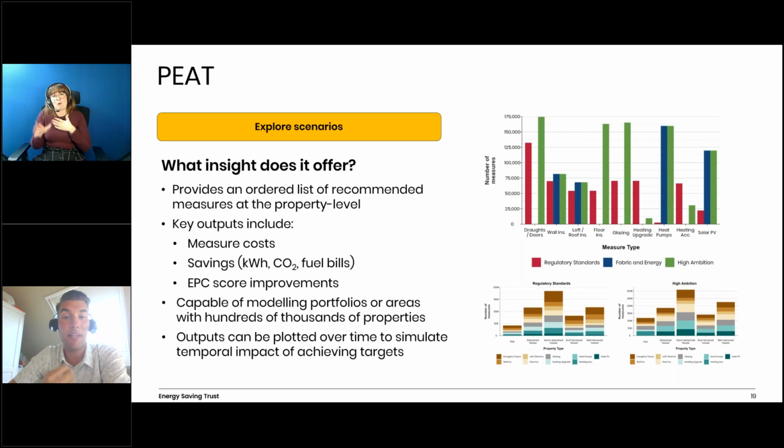The outputs can then be plotted over time to simulate the temporal impact of undergoing retrofit work. So for example, for a local authority that's aiming to achieve net zero by 2050, we can split the required retrofit work up over the next 27 years and then forecast the required investment and CO2 emissions levels over that time period. So it's not just a snapshot in time, it's looking out as far as you need to with your targets and policy objectives.